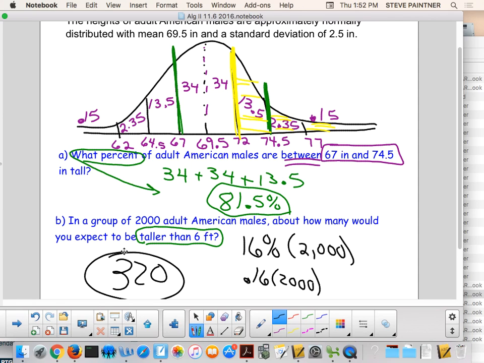Okay? Tomorrow, it's one thing. We are just going to calculate standard deviation. We're actually going to come up with it ourselves.